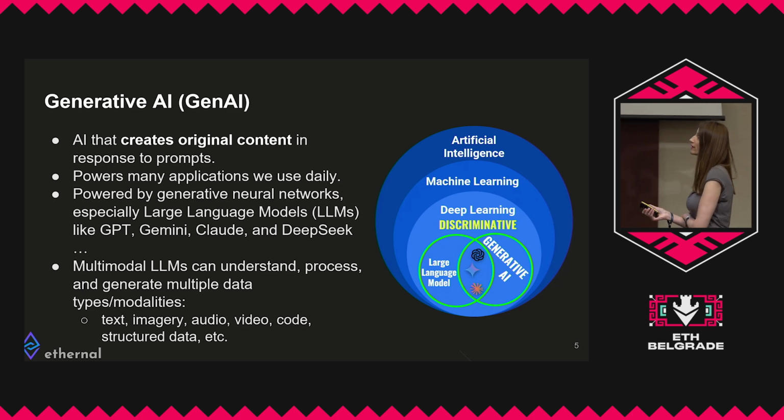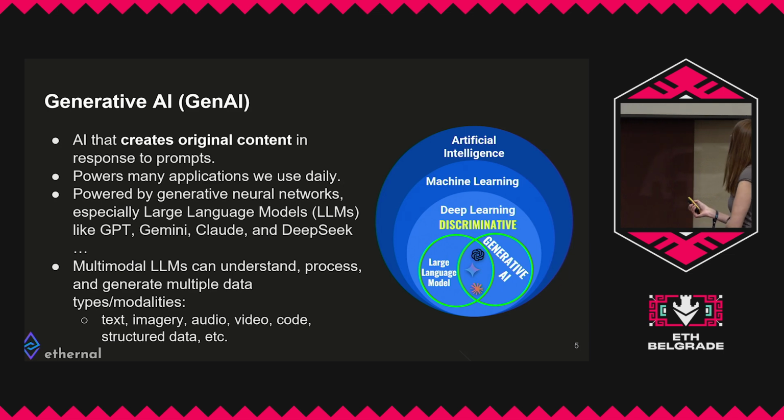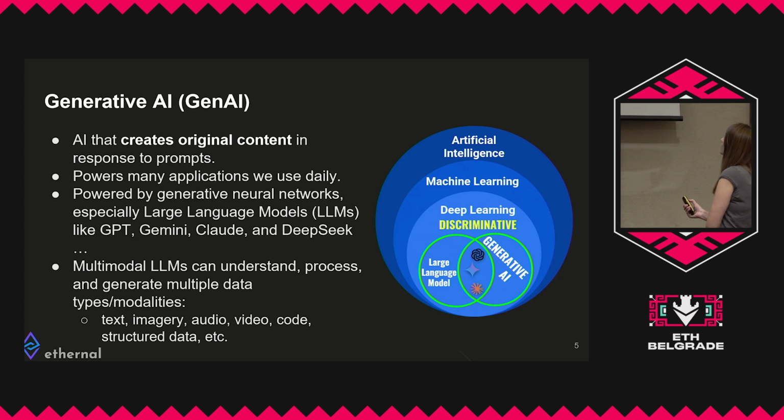Now we come to generative AI. This is a buzzword these days. Generative AI is basically AI that creates new original content in response to prompts. These prompts here are basically the new data that we saw previously on the diagram. In this image, we can see the relation between different parts of artificial intelligence. We have machine learning, which is a subfield of artificial intelligence. We have deep learning, which is a subset of machine learning. And here we have generative AI, which is basically a subset of deep learning, and large language models that are also part of deep learning, but they are not the same. There is a difference between large language models and generative AI.